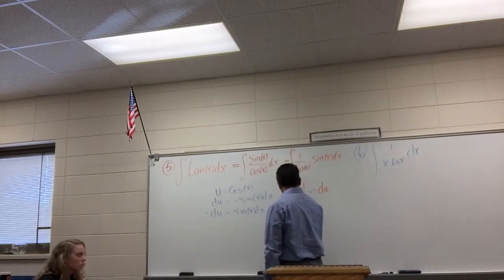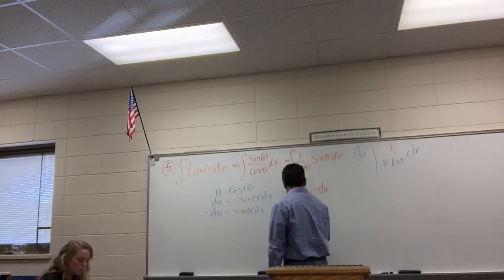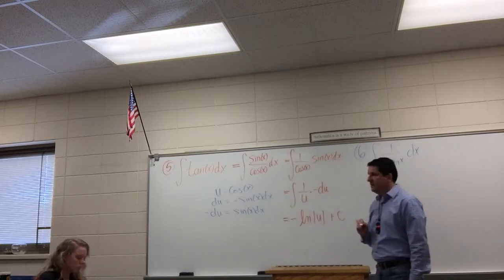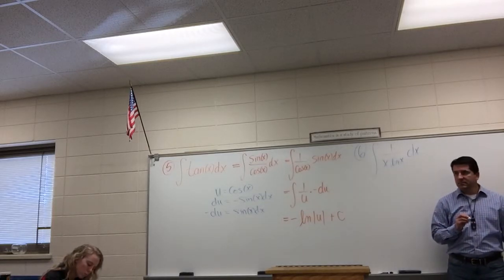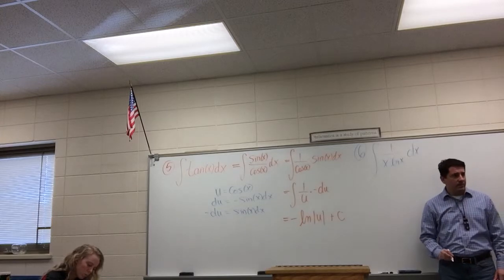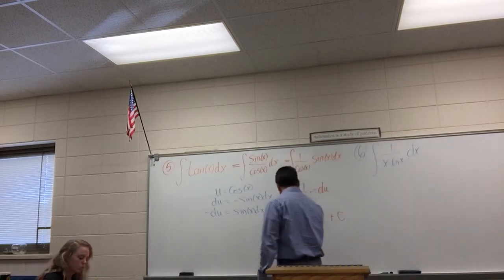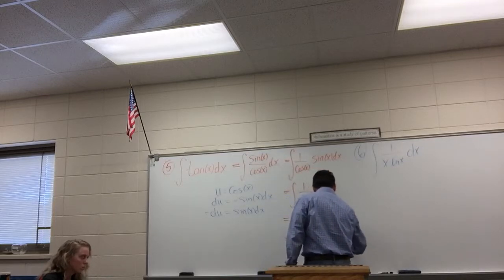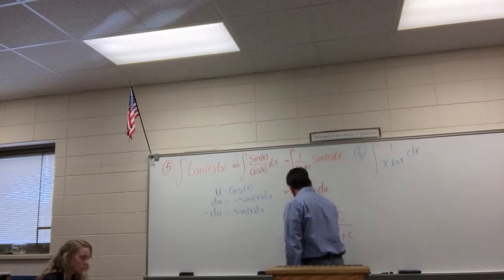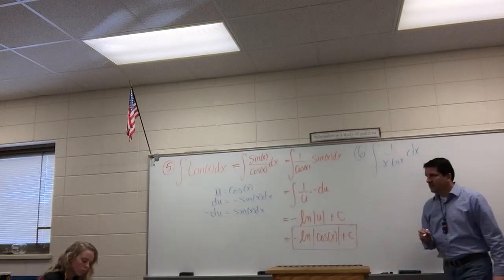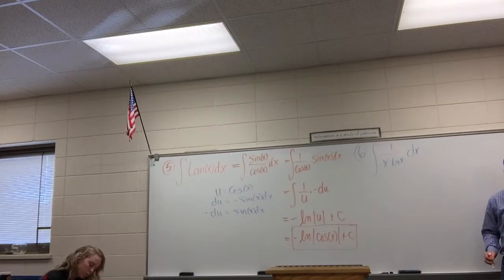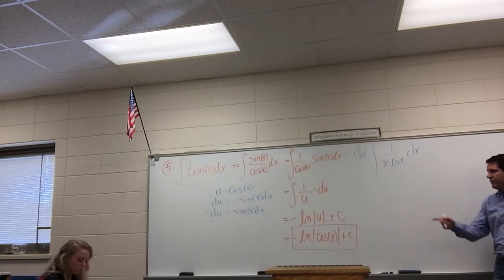So this means that it's equal to the negative natural log of the absolute value of u plus c. And then we've got to wrap it up, so do the plug-in. So it's a negative natural log of the absolute value of the cosine of x plus c, which is what you would find if you Googled it. But now you know why the answer is that.